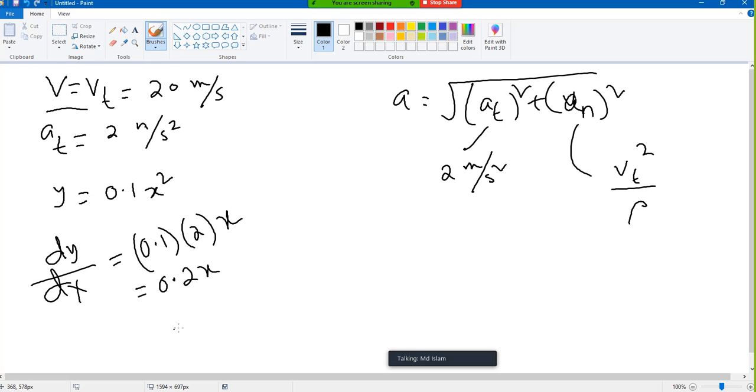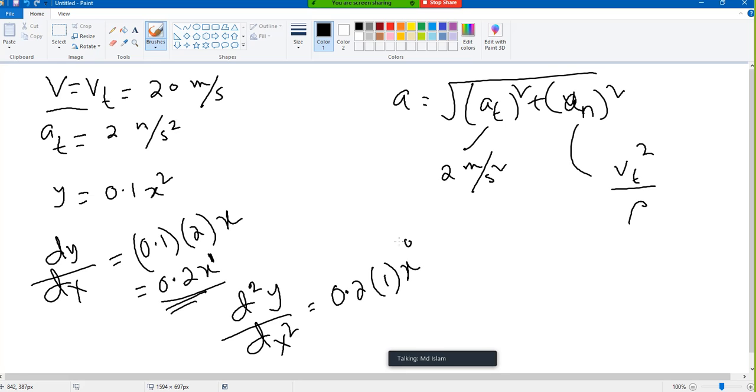I also need the second derivative. How? I will do this one more time. So 0.2. Why 0.2? Because there is a power 1, and the power will decrease by 1. If I bring the power 1 down and the power goes down by 1, this part is actually 0, also 1, so 0.2. Okay, so I can find my rho.